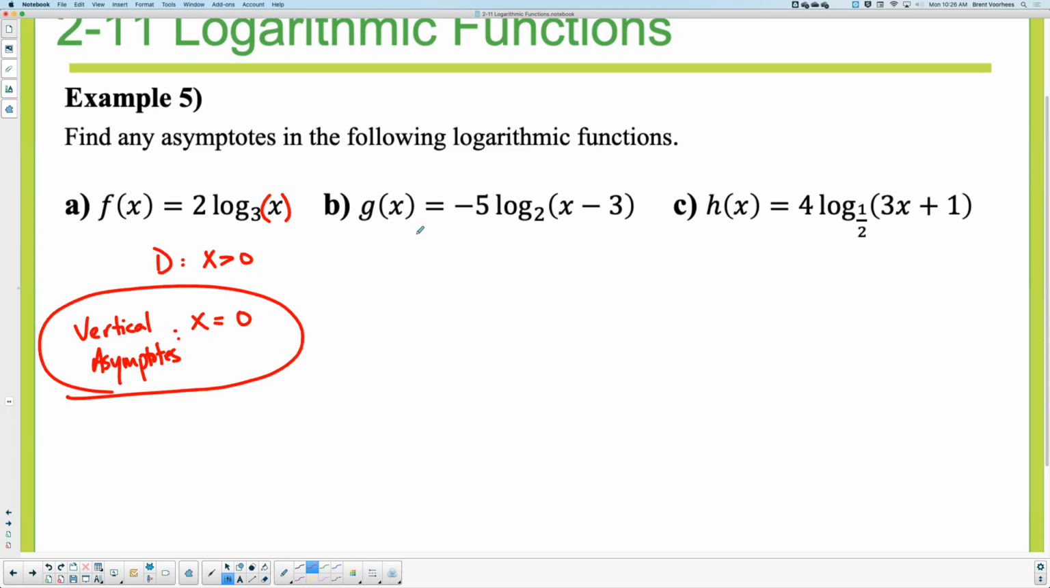Okay, on this one, if I was looking for a domain, I would say that x minus 3 has to be greater than 0. Well, the asymptote begins right where this domain is approaching. So how would I solve algebra here to get x isolated? We would add 3 to both sides, and so x has to be greater than 3. What does that mean my vertical asymptote will be located at?